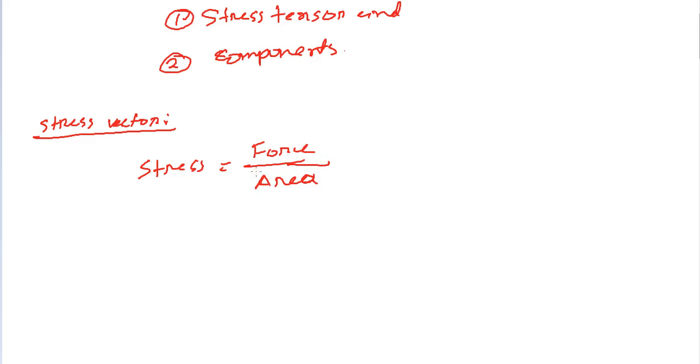So what is stress vector? Because there is a force, which is a vector quantity, that's why stress is also a vector quantity, because it has a direction and at the same time magnitude, right? So stress also has direction and magnitude as well. So we call it stress vector.